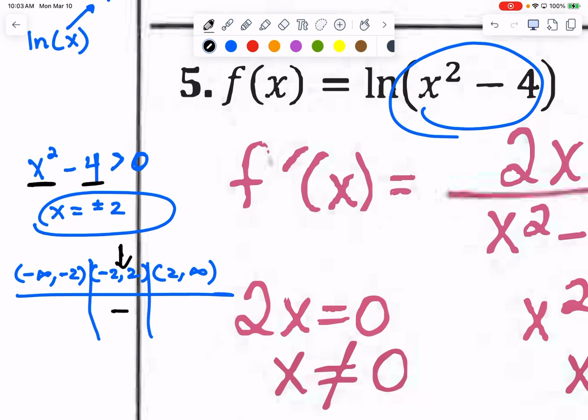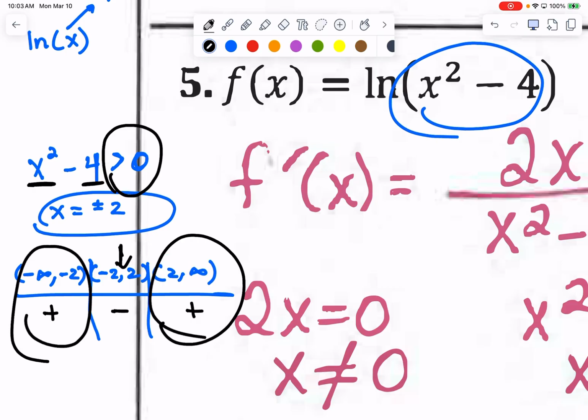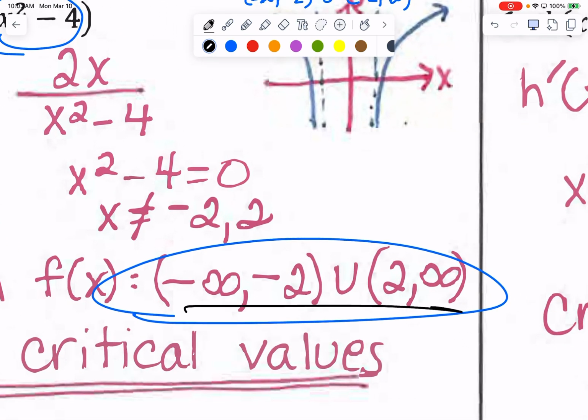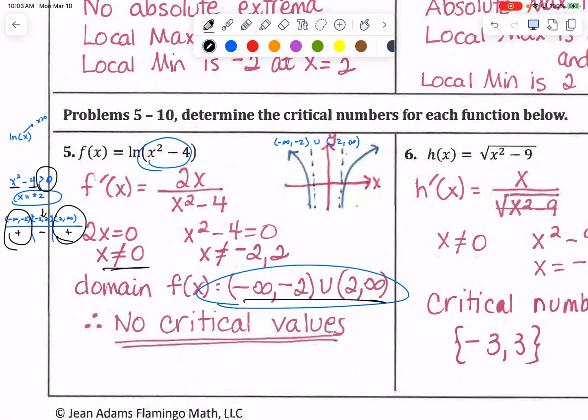Negative. So that'd be negative, and then signs will alternate because they always alternate unless you have multiplicity that's even. And then I'm looking for where it's positive. Where is it positive? Here and here. That's why the domain is what it is. So when you found these critical values, you found 0 and plus or minus 2. Well, 0 is definitely not included, and plus or minus 2 is not included.